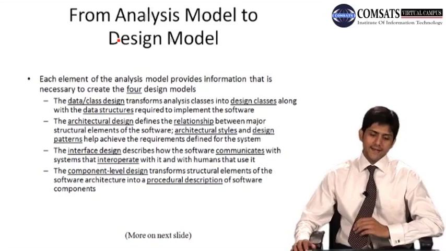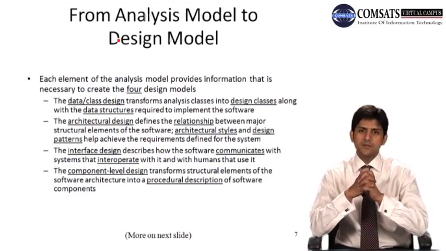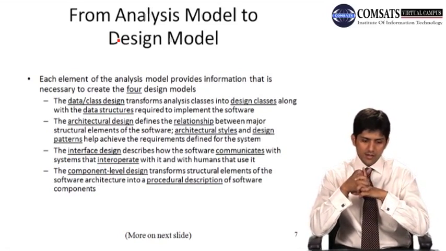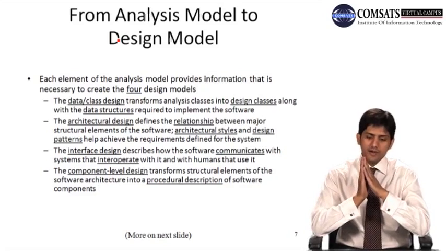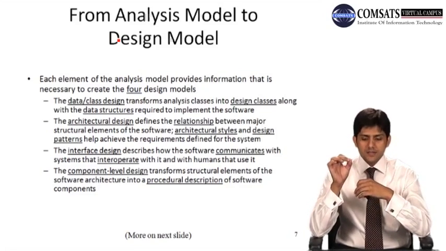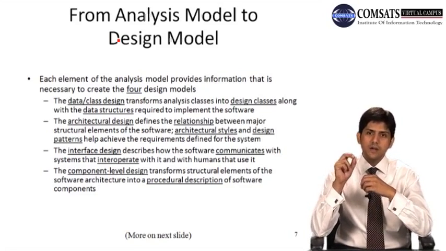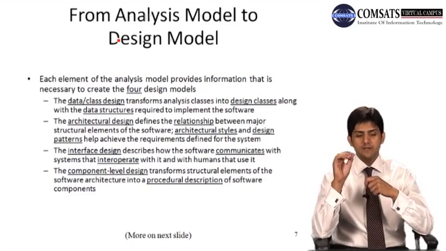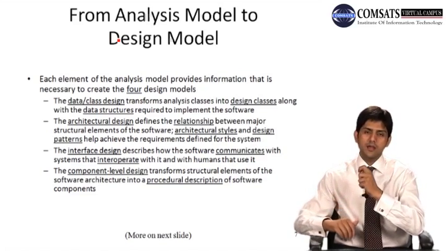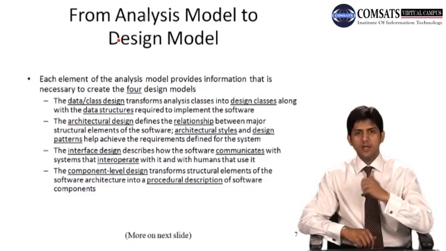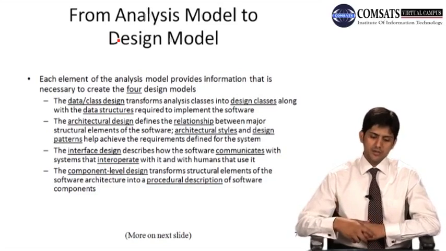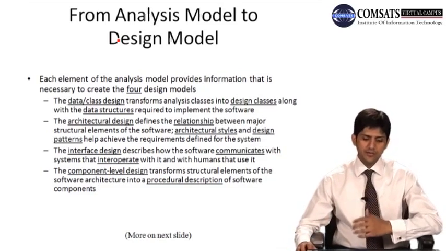Okay, so our data and class design transforms analysis classes into design classes along with the data structures required to implement the software. Okay ji, the architecture design defines the relationship between major structural elements of the software. Architecture styles and design patterns help achieve the requirements defined for the system. The interface describes how the software communicates with the systems that interoperate with it and with humans. And the component level design transforms structural elements of the software architecture into a procedural description of the software components.